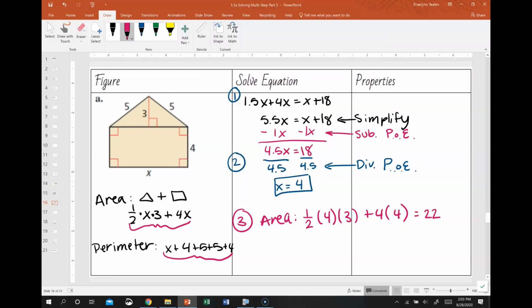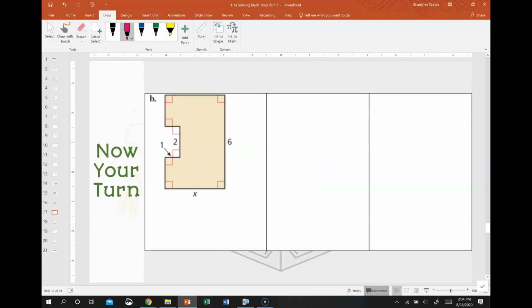So the area is 22, and if they're equal, does my perimeter equal that? Yes. So that means that my perimeter is also 22, and you can check that by plugging into the equation. There's my perimeter, there's my area. Alright, so what I want you guys to do is do the same thing here.